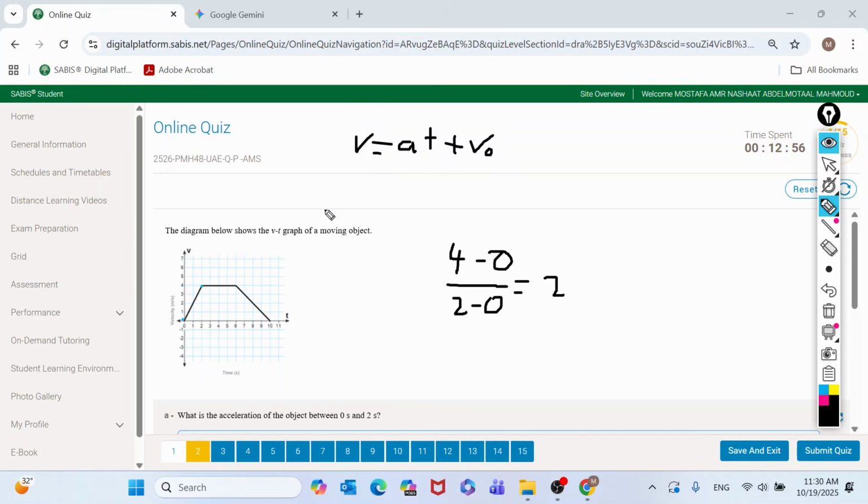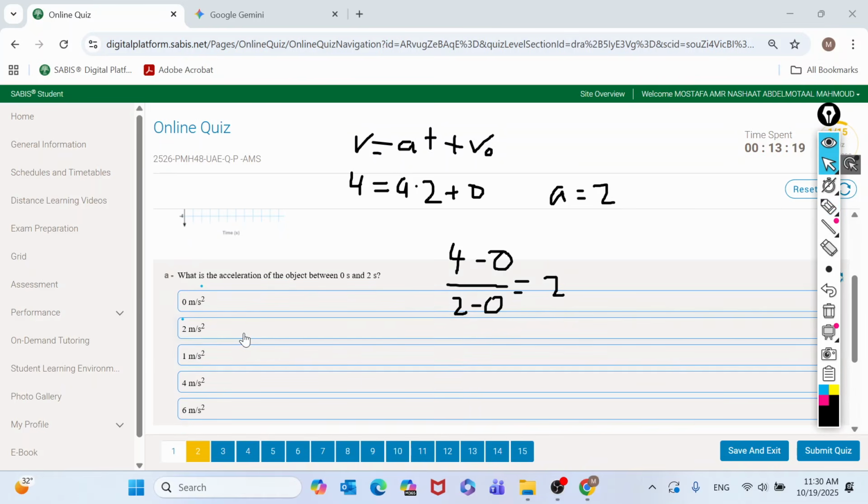V is gonna equal 4 equals A times T, T is 2, so times 2 plus V0 is 0. Also here you're gonna get A equals 2. You can use whichever one you like. So it's 2.